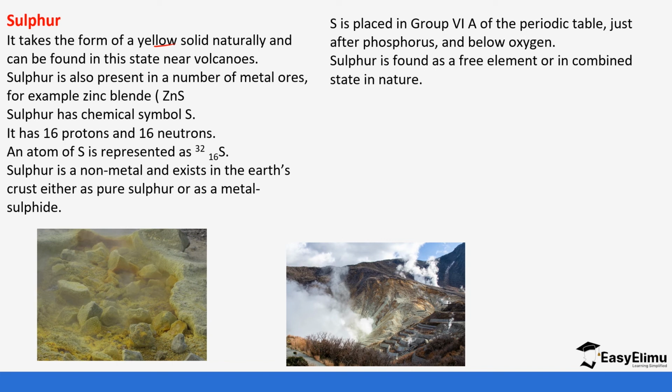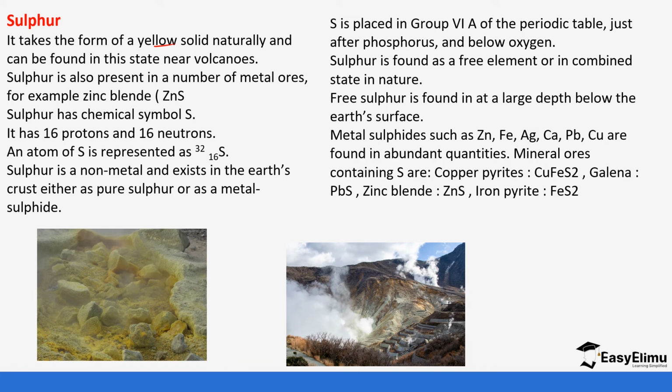And it's found as a free element or in combined state, just like we have said. In free element, free sulfur is found at a large depth below the Earth's surface. And of course, that is where our major focus will be today. And then also it is found in combined state. As we said, the main is zinc sulfide, but we have others like copper pyrites, galena, we have iron pyrites, as you can see. So it's also found as a gas, hydrogen sulfide gas. We're going to discuss about this gas later on as well.